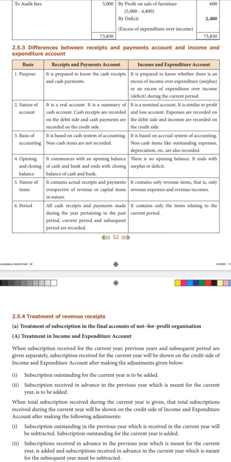So here when it comes to income and expenditure account, we'll be entering only the revenue expenses and revenue incomes and not the capital expenses or incomes. Last one is the period for which it is being done, or the period of accounts whatever we take into the receipts and payments.